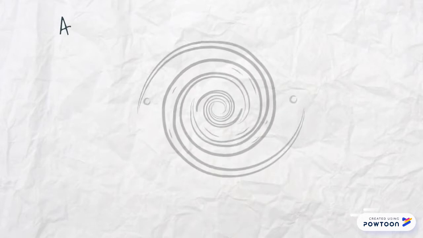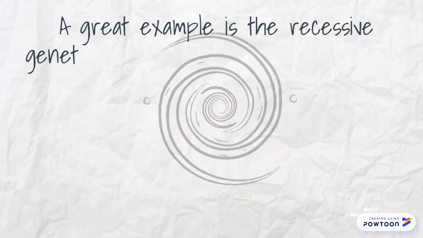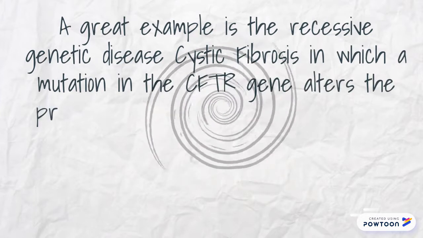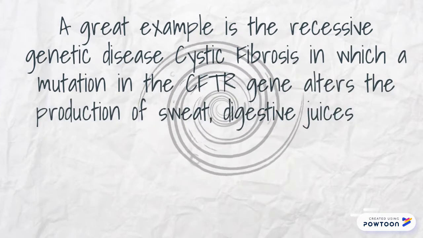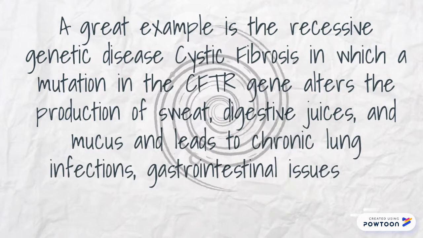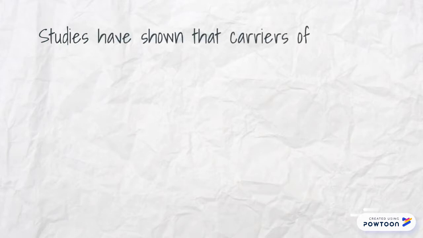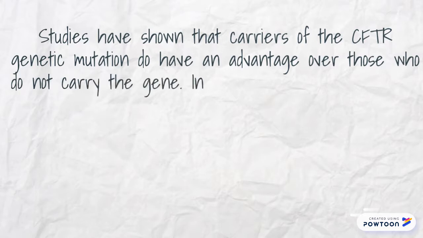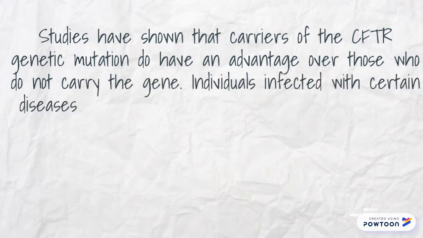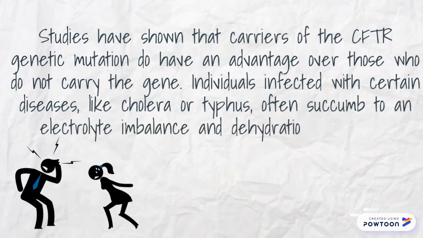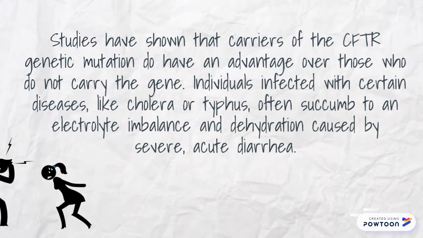A great example is the recessive genetic disease cystic fibrosis, in which a mutation in the CFTR gene alters the production of sweat, digestive juices, and mucus, and leads to chronic lung infections, gastrointestinal issues, and other side effects. Studies have shown that carriers of the CFTR genetic mutation do have an advantage over those who do not carry the gene. Individuals infected with certain diseases like cholera or typhus often succumb to an electrolyte imbalance and dehydration caused by severe acute diarrhea.